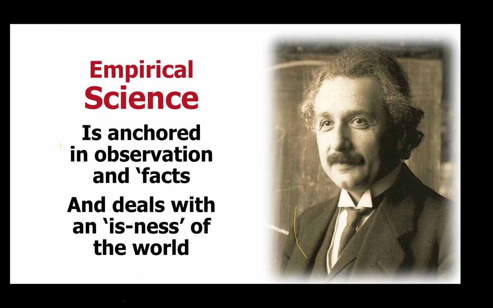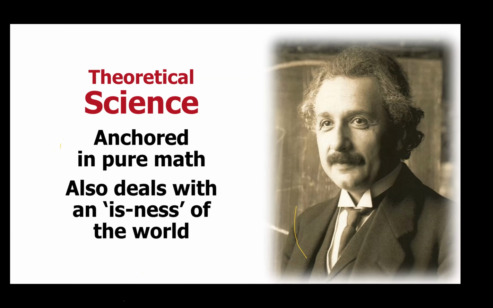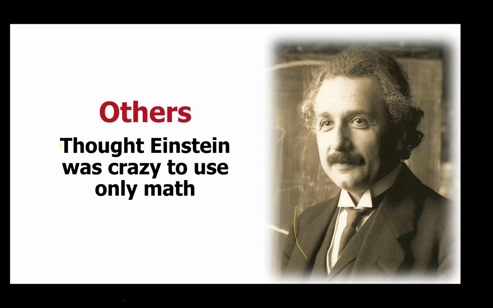Empirical science is anchored in observation and facts. So it deals with what some people refer to as an isness of the world. The things that we observe empirically are there. There's an isness to it. Theoretical science, the other branch of science, anchored in pure math, also deals with an isness of the world. But the isness is not grounded empirically, it is grounded mathematically.